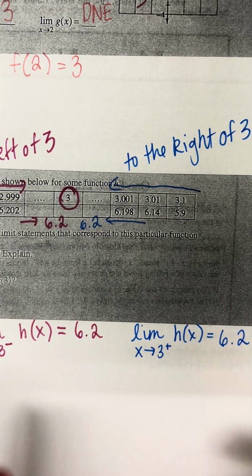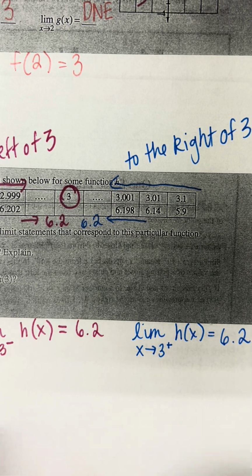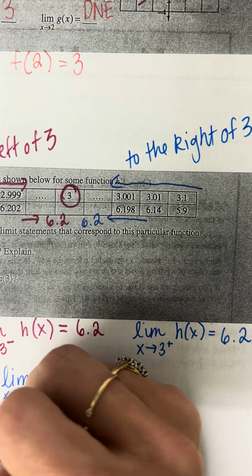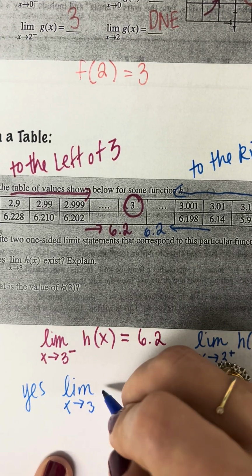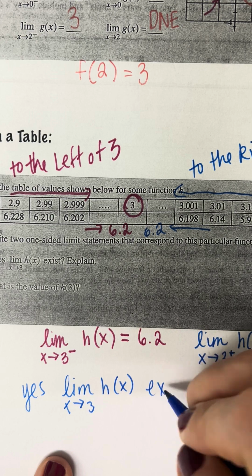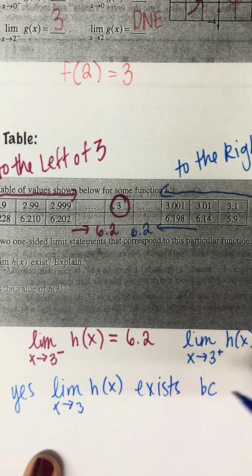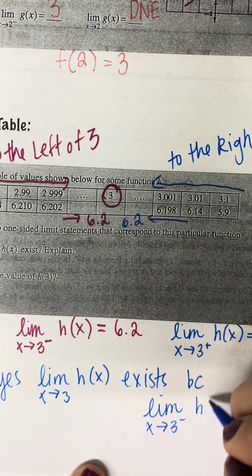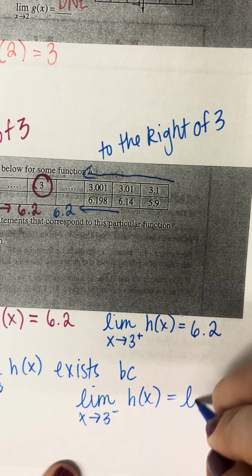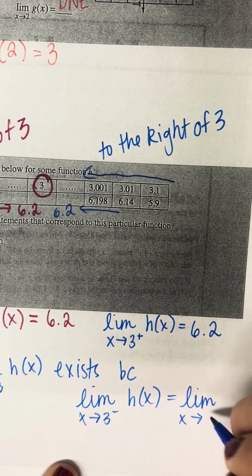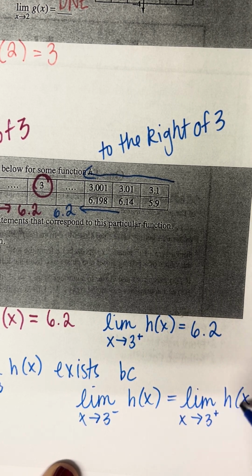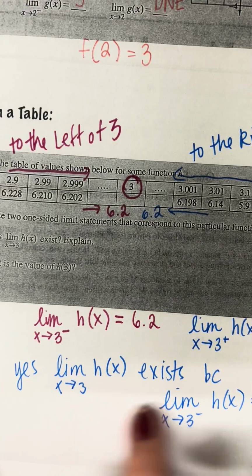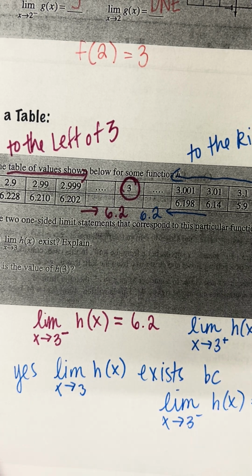So because they're approaching that same value there, then I could say for letter B, yes, the limit as x approaches 3 of h of x exists. Because the limit as x approaches 3 from the left of h of x equals the limit as x approaches 3 from the right of h of x. So because they're both approaching the same value, then I would say the limit as x approaches 3 of h of x does exist.